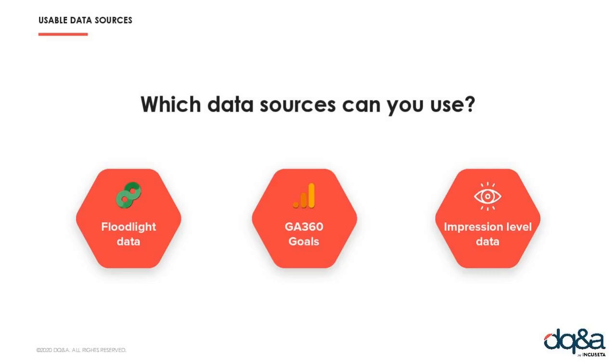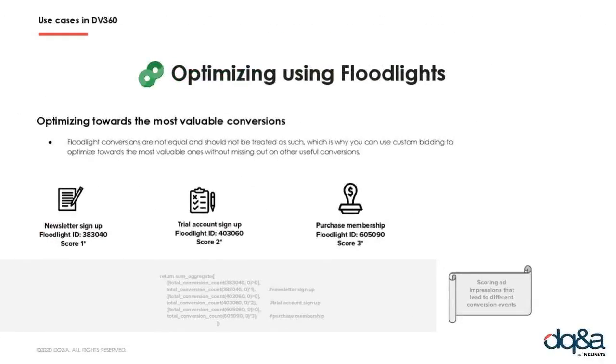So which data sources can you use? Just to get back to the point, because some things have already been mentioned, but it's good to determine which data you have available. First of all, it's Floodlight data, either from Campaign Manager or DV360. Then GA360 goals, for those out there who have the premium version of GA. And impression level data. In this case, impression level data is relevant for the last example on the previous slide, so for branding campaigns in which you are looking into things like viewability, audibility, and so on.